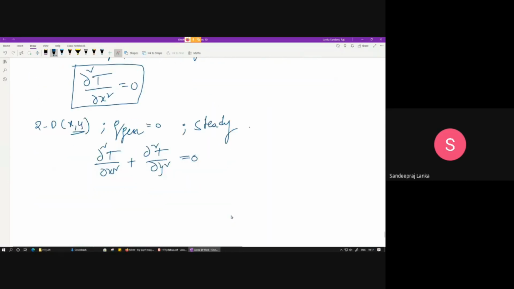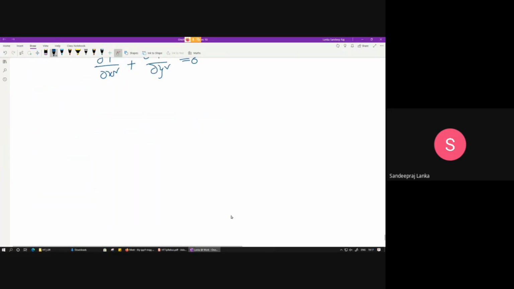All right. So the next concept, after this generalized heat conduction equation in three different coordinates, is boundary conditions. Boundary conditions. This is our next topic.